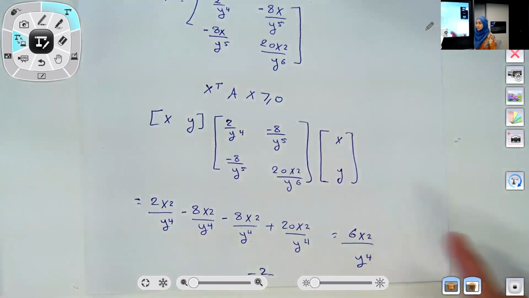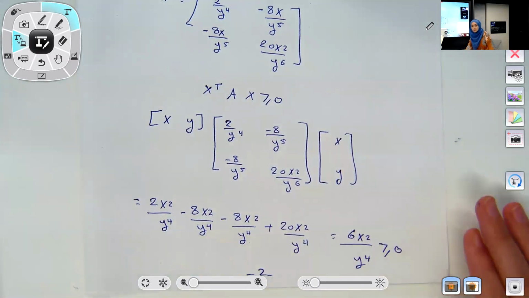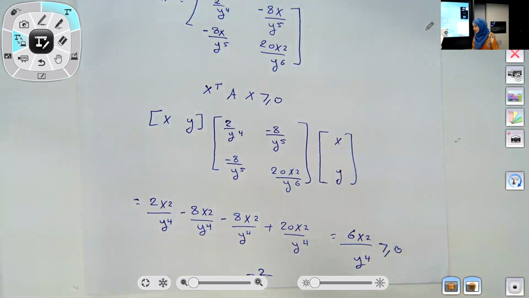And we know that x squared is all the time positive and y to power 4 is all the time positive. So this value is all the time greater than or equal to 0. So we can prove that the Hessian matrix here is positive semi-definite because it's greater than or equal to 0. Okay, this is the second part. Now we can move to question 3 from the link, the PDF file. I will discuss with you part A and part B.